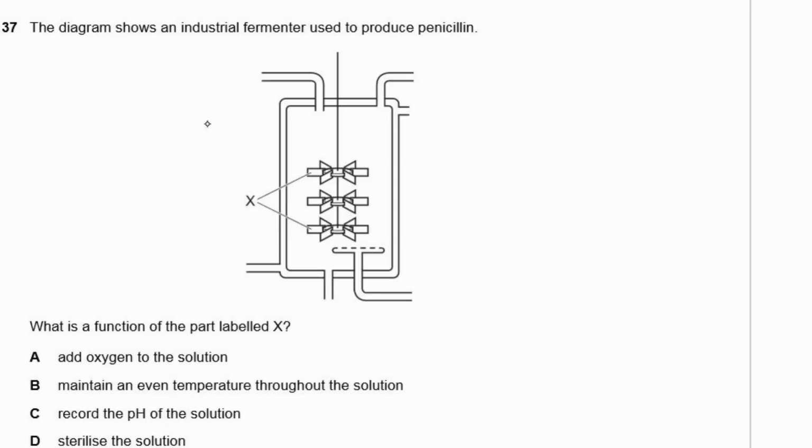So question 37. The diagram shows an industrial fermenter used to produce penicillin. What is a function of the part labeled X? Okay, the part labeled X, that is a stirrer. It mixes.